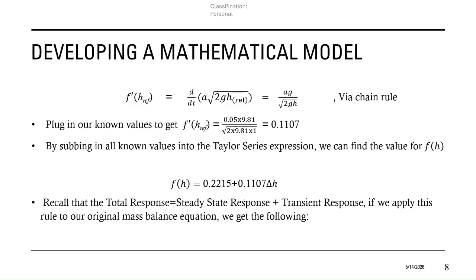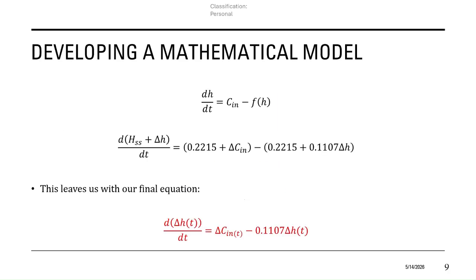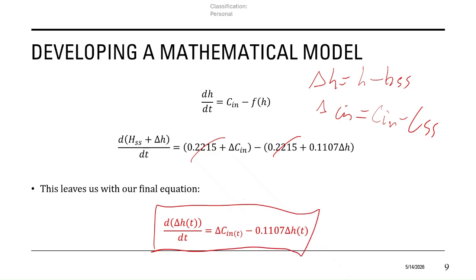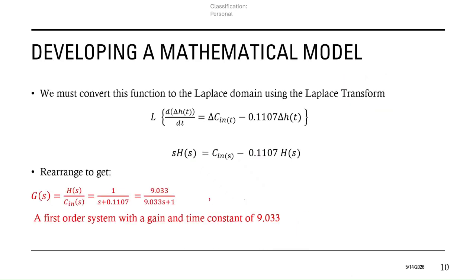So here we have solved for the derivative of f. We got it to be Ag divided by the square root of 2gh. If I were to plug in the values that we know, I would get the answer to be 0.1107. I plug this back into my original equation of f of h, which equals 0.2215 plus 0.1107 delta h. So I must plug this back into my original equation. Here we can say that delta h is equal to h minus hss, and delta Cin is equal to Cin minus Css. If we were to plug this into this equation, this would cancel out with this to give me this final equation here. Now we must convert this function to the Laplace domain using the Laplace transform.